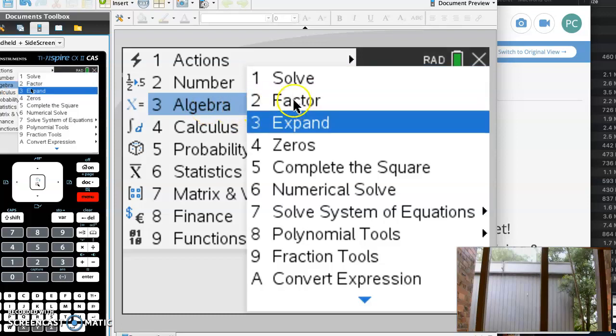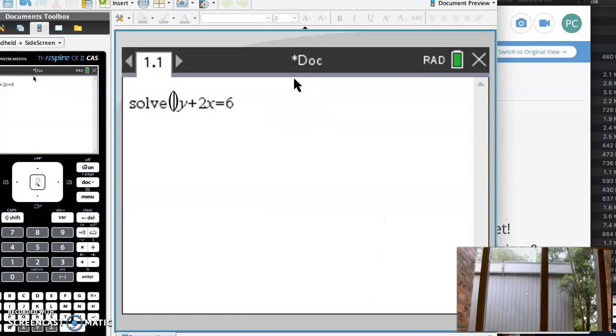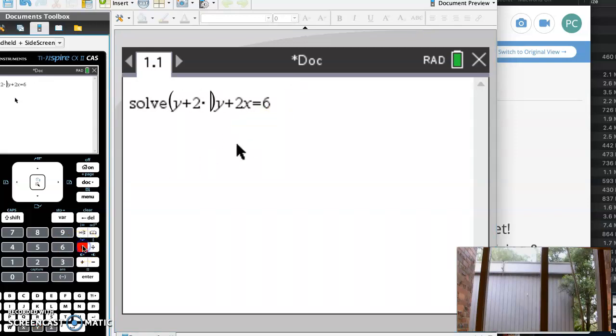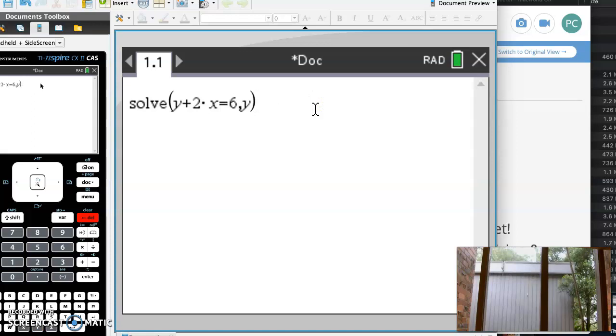Algebra, and Solve, and then put in y plus 2 times x equals 6, and then I can put comma y. Get rid of that other bit. And what that's going to do is it's just going to make y the subject, and it gives me y equals 6 minus 2x.